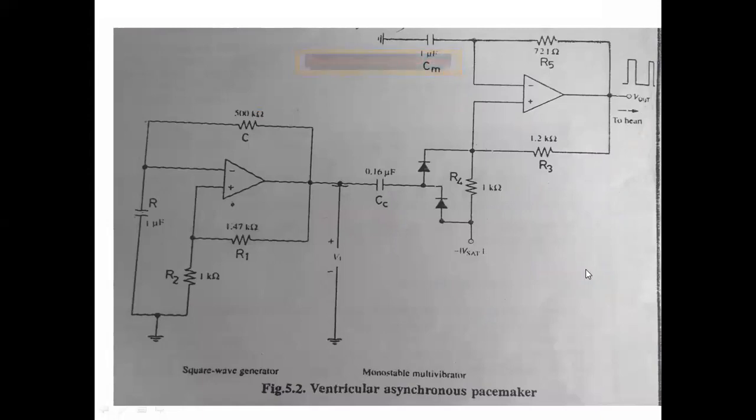So in a ventricular asynchronous pacemaker, first it will generate the square wave pulses, and the square wave pulses are applied to the monostable multivibrator. The monostable multivibrator produces the positive trigger pulses, and those positive trigger pulses are applied to the ventricles. By that it will produce the excitation, and due to that the contraction of the heart occurs.